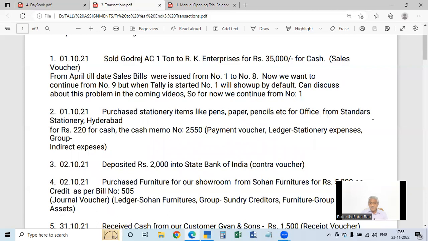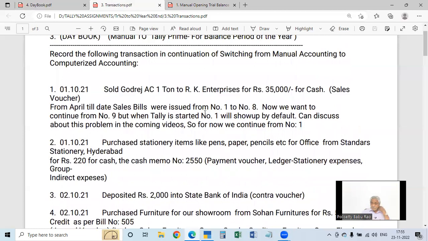for office from Standard Stationery, Hyderabad for 220 for cash. That is the cash memo here. So we are purchasing stationery from Standard Stationery, it's okay. For cash, so purchasing and paying cash, it is not a credit item, it is a cash item. So we are making payment. What we have to do? We have to enter the payment voucher, because we are making payment.